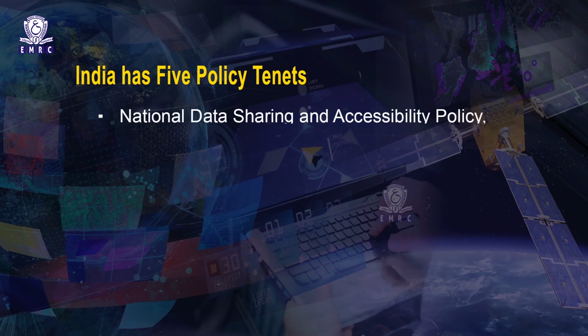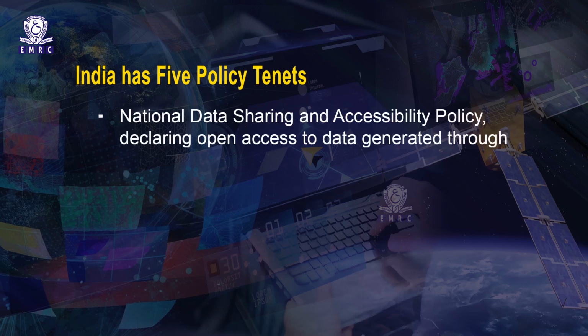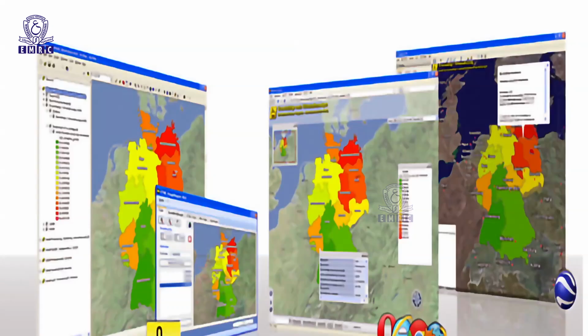Fifth, National Data Sharing and Accessibility Policy, declaring open access to data generated through public funding. The existing policies have been analyzed and the need for an overarching policy regime for GI has been emphasized. To bring rationality in the policy analysis, 7 basic segments were identified that describe a national capability in GI and that need to be factored into a GI policy.